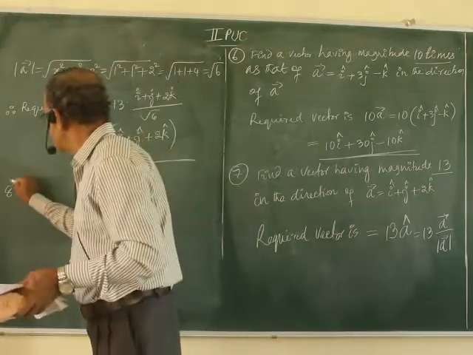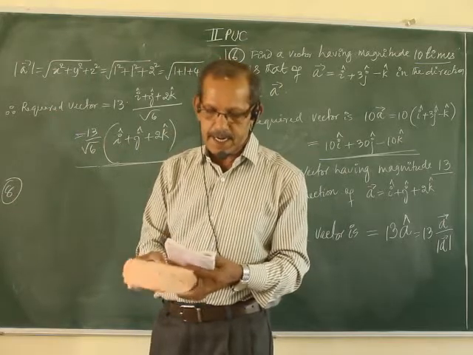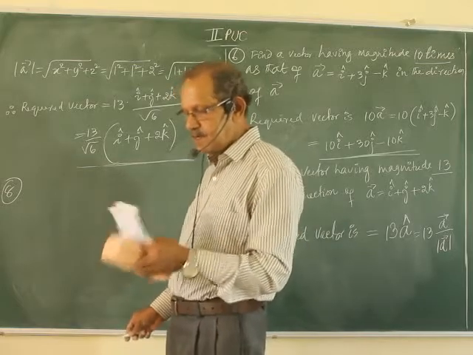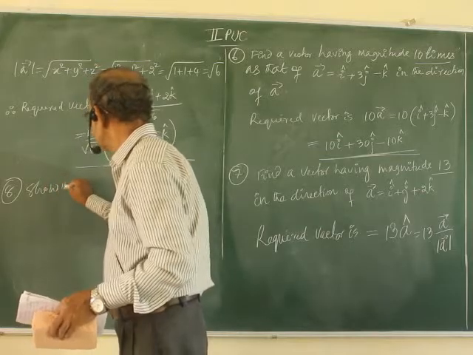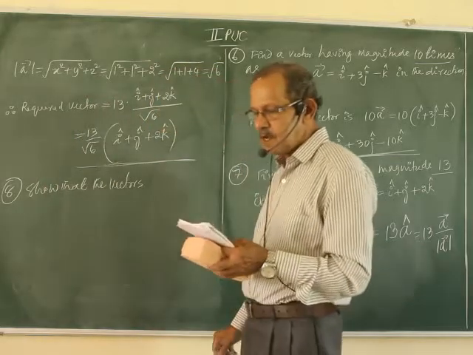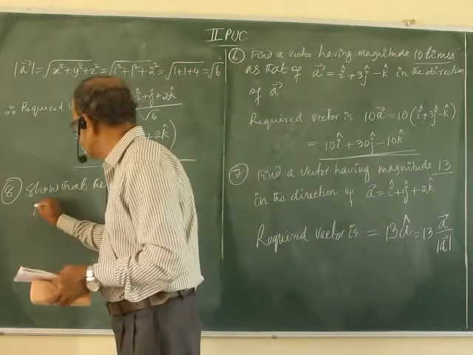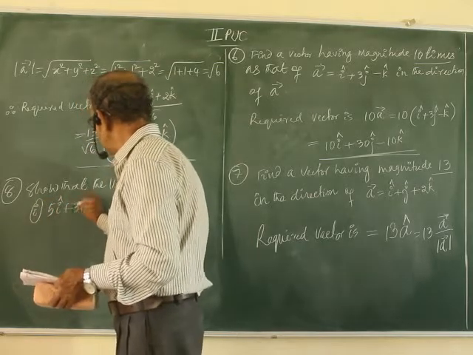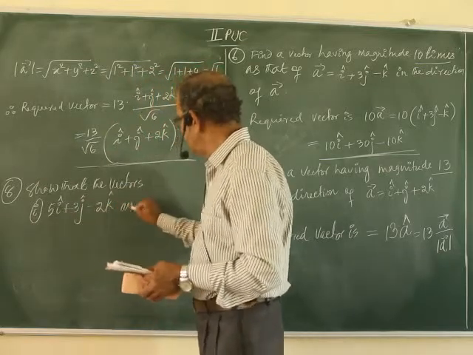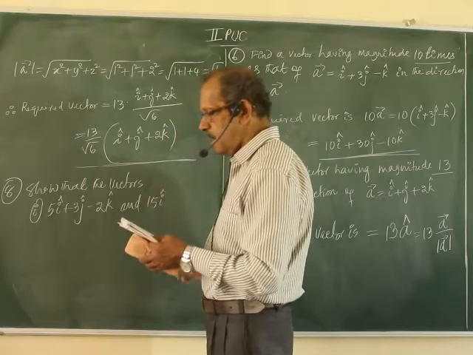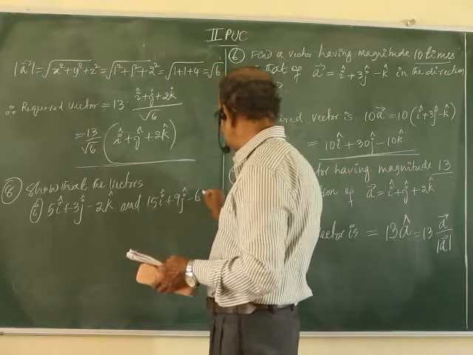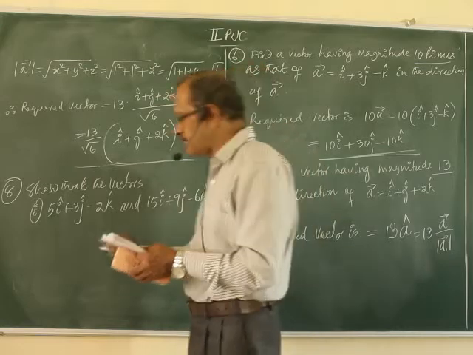Okay, problem number 8. Show that the vectors 5i plus 3j minus 2k and 15i plus 9j minus 6k are like vectors.